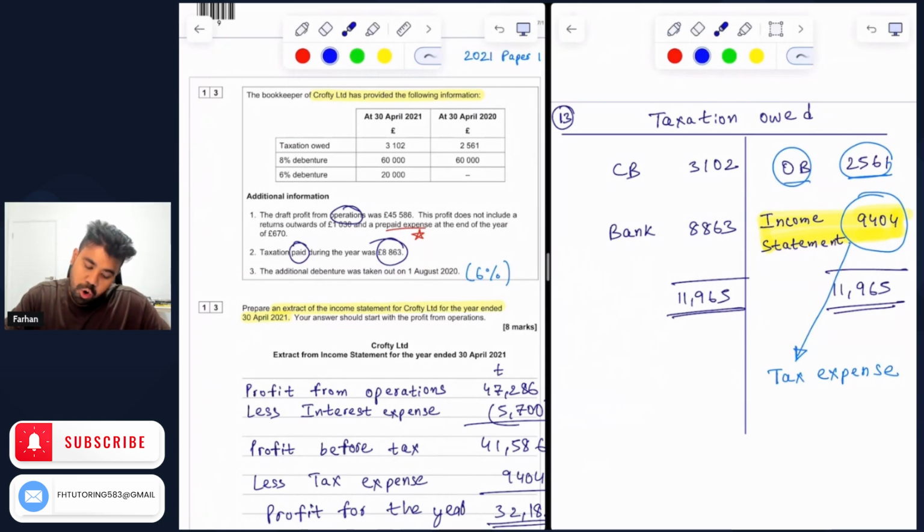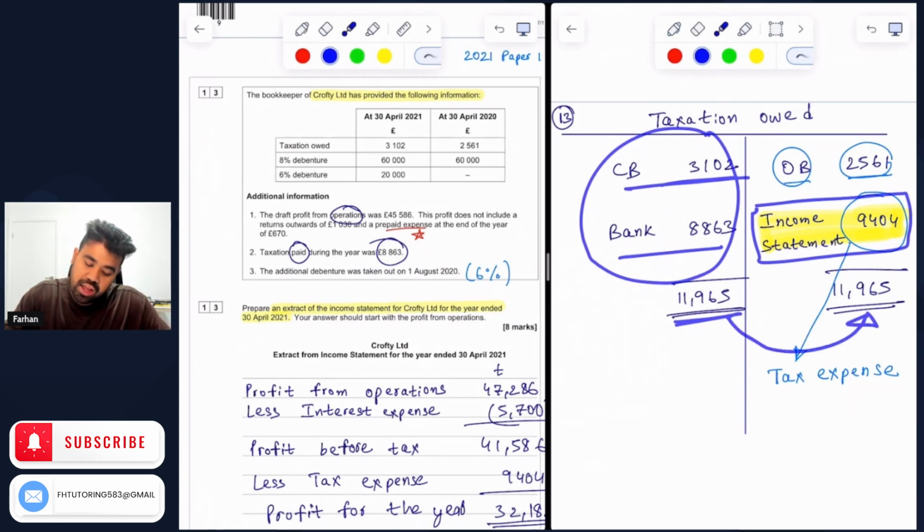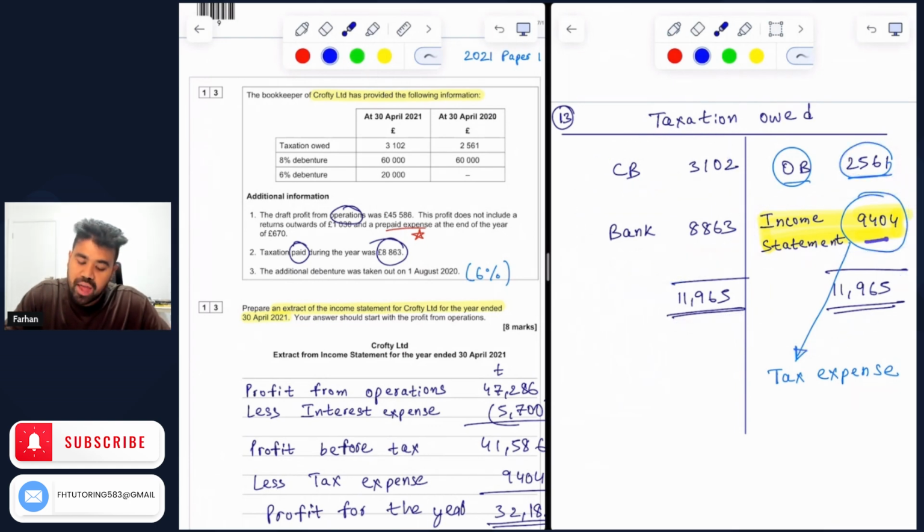So you can ignore the details that we have highlighted here in yellow. So I'll explain you how we have got that. So what we did, once we had the closing balance and the funds that we have paid for taxes on the debit side, we found the total for these two numbers, which gave us £11,965. That must be the total on the credit side as well, so that both sides equal. And if we subtract the opening balance of £2,561, we're left with £9,404, which is what goes to the income statement, and this is what we refer to as a tax expense.